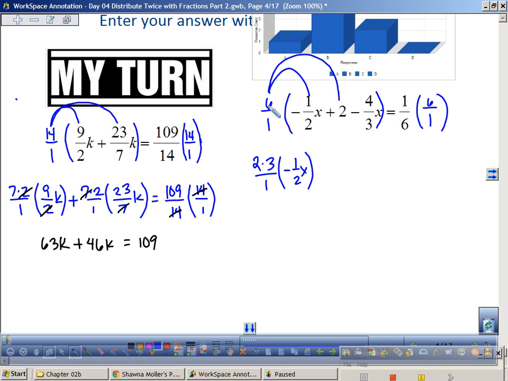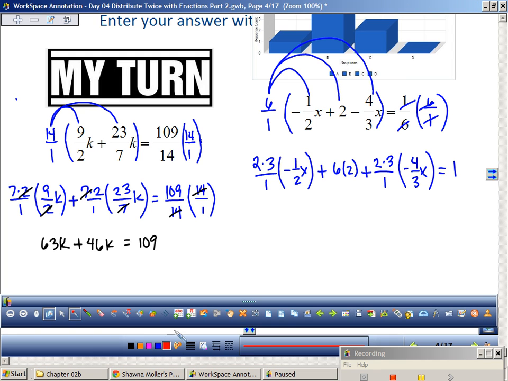Do I need to break up my 6 to distribute to 2? No. So I'm just going to say 6 times 2. Then I'm going to distribute right there to my negative 4/3 x. Again, I've got to break up. Why do I still hear talking? Thank you. Negative 4/3 x. So if I distributed to everybody, so on this side now I just have to, we can see it right here, right? Equals 1. All right, let's go over here and cancel.